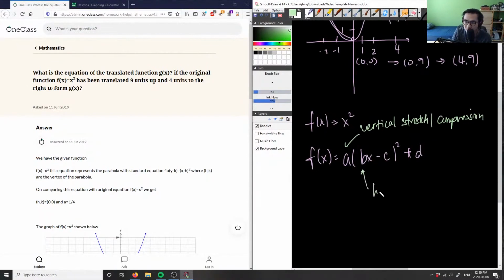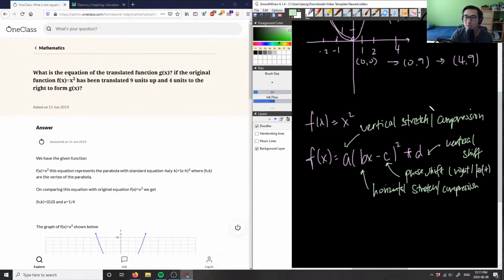B here represents the horizontal stretch or compression. x is simply just our function here. C is going to be our phase shift, and D here is our vertical shift. Vertical shift is up or down, phase shift is right or left here.